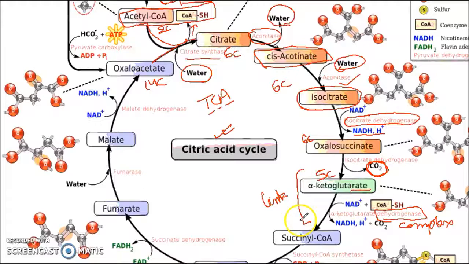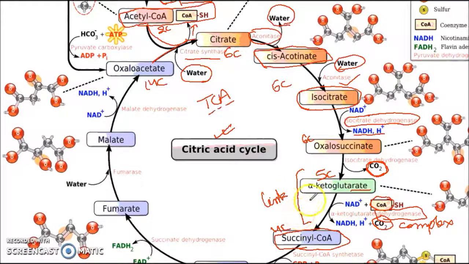The same enzymes, the same enzyme complexes, are all used within this. And with this, the coenzyme is also used. When the coenzyme is used and carbon dioxide is given out, it converts to a 4 carbon compound called succinyl coenzyme A.